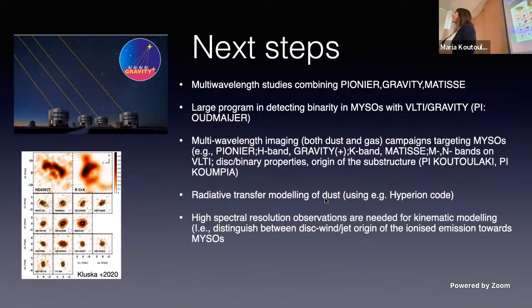This is just curiosity, for example, maybe, if any of these sources, I mean, you have the disk, are they in the optical showing any bipolar structure, or are they just very faint? Especially the massive young stars are not usually optically visible.